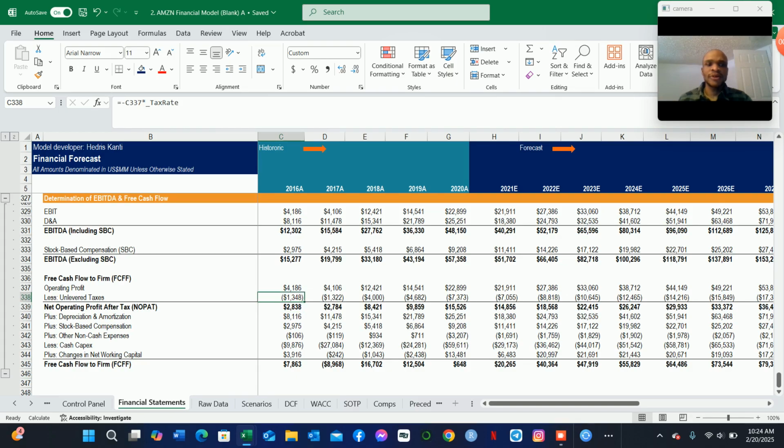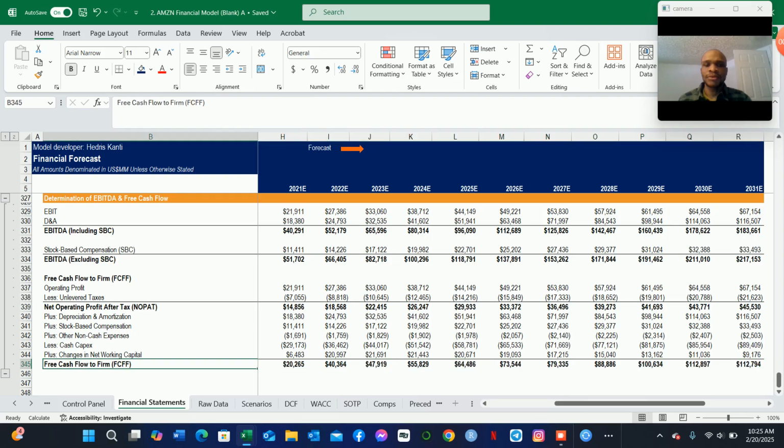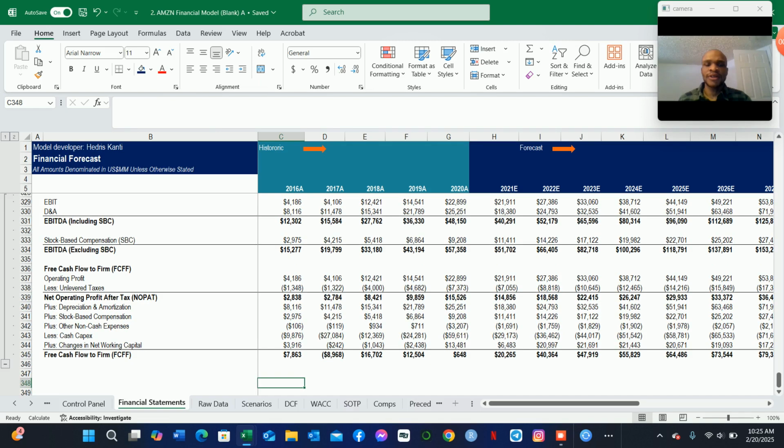And also here is the unlevered taxes. These are the cash taxes in that particular period. So this is actually the unlevered taxes, the taxes that don't take into account the debt capital structure of the business. So that is what we can get from here. And we have this setup here, which we will use later on to account for the discounted cash flow analysis.